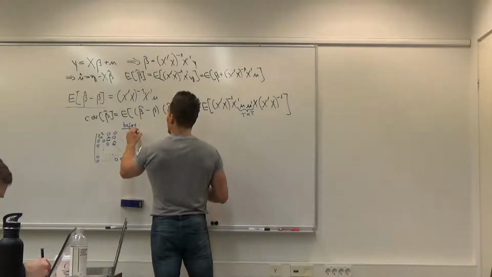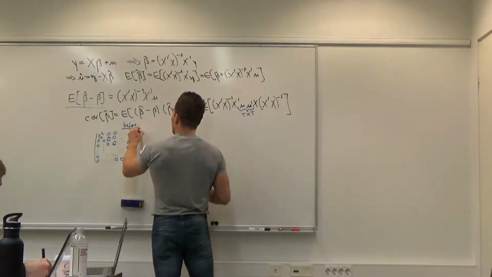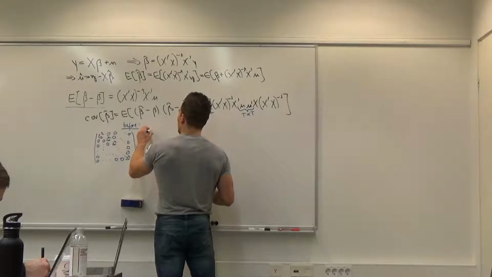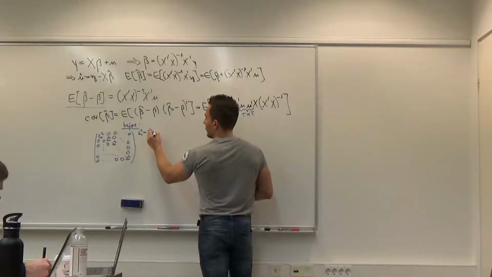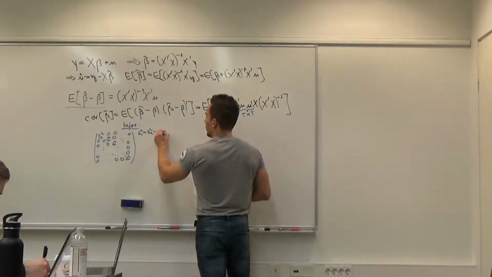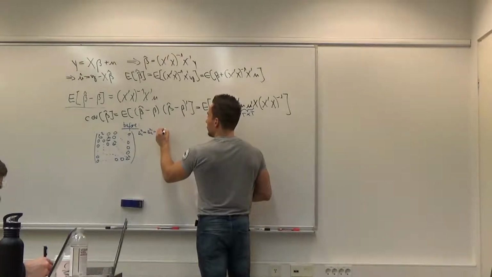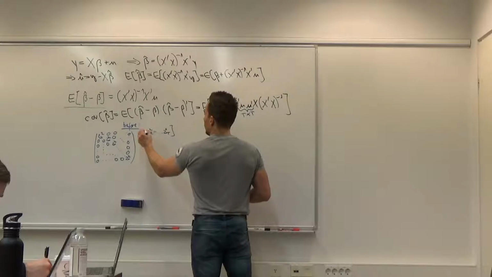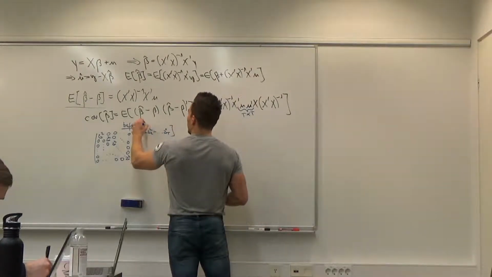Our assumption was that sigma 1 squared is equal to sigma 2 squared, where the index denotes the time. Sigma 2 is equal to sigma squared at time t. And that was our assumption.